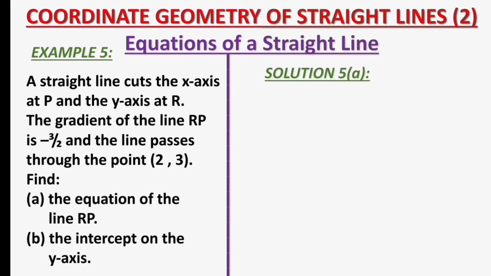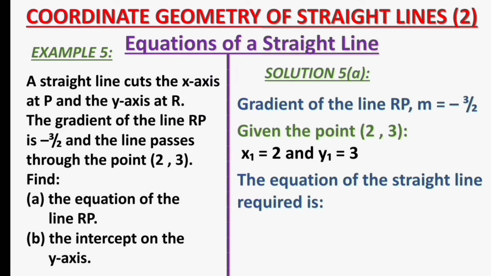Let's see the solution to question 5A. From the question, the gradient of the line RP, which is m, is equal to minus 3 over 2. Also, we are given a point 2 and 3. That means x1 is equal to 2 and y1 is equal to 3. From the question, which equation of a straight line will be required here, which should involve the gradient m and the given points x1 and y1? Let's see if you are right.